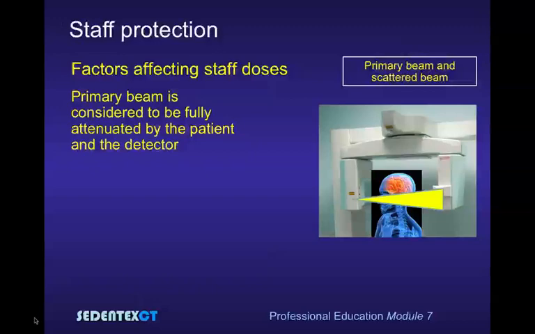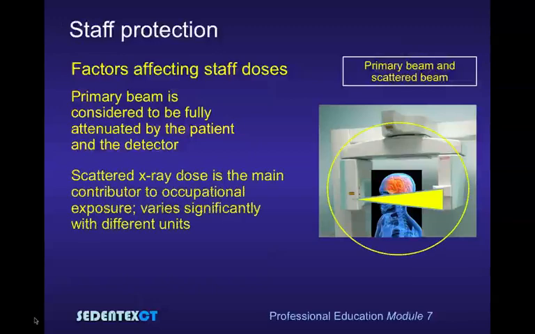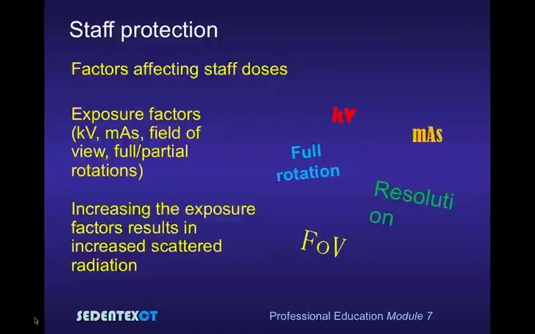What factors affect staff doses? Well, the primary beam in cone beam CT is considered to be fully attenuated by the patient and the detector, so this is not our primary concern as far as staff dose is concerned. Rather, our concern is scattered X-ray dose, which is the main contributor to occupational exposure. And this varies significantly with different cone beam CT units.